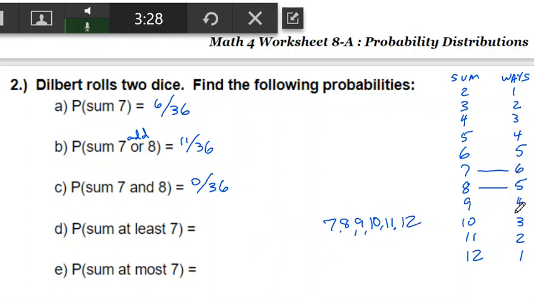Now, here's the funny part. I count this way, I'm going to get the same 21. That's not going to happen very often. At most 7 is going to be 1, 2, 3, 4, 5, 6, 7. Now that's what we counted the first time, from this 6 down all the way down to that 1, which is also 21 out of 36. This only happened because I chose the number in the middle, the 7.